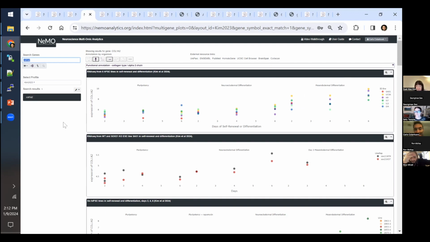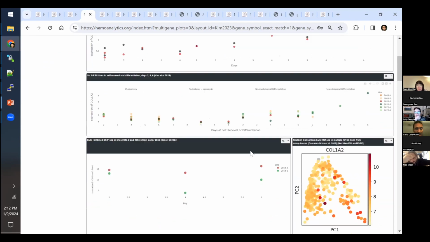So I want to make the conceptual point here, but also the practical point, that I will send to the email group and the Slack channel links to all these data sets so you can see them. And as you can see, it's quite simple. You type in a gene name and it shows you that gene in all the data sets.